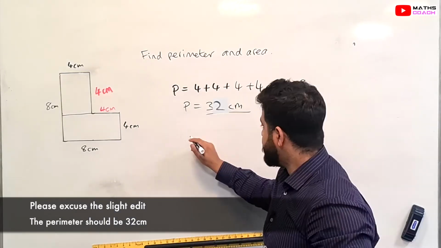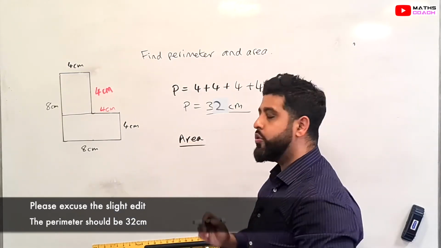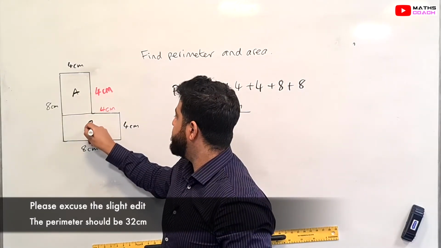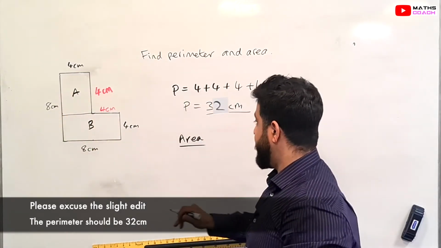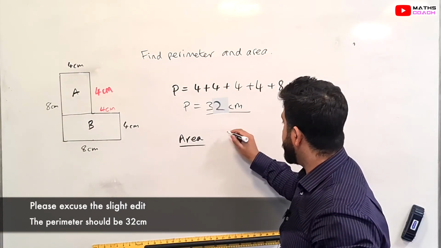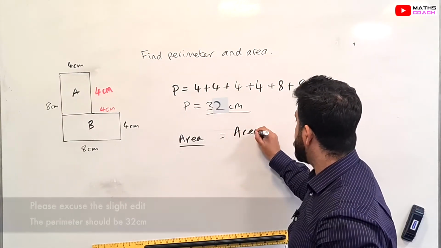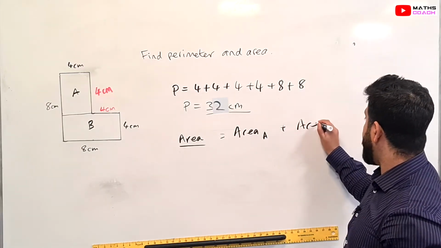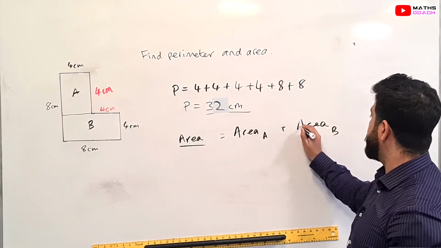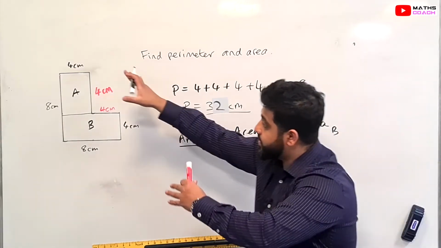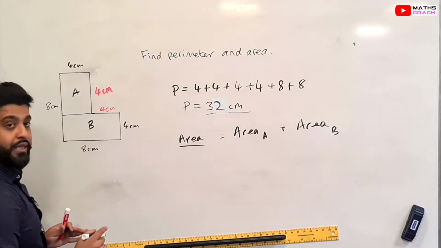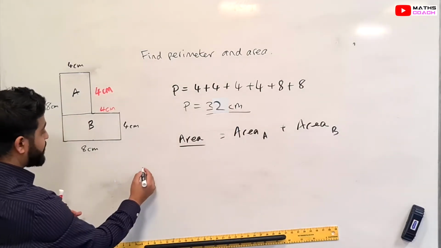On to the area. Now with the area, I want you to do something for me. We are going to label this A and B. So rectangle A and rectangle B. And when we calculate the area, we're going to add the area of rectangle A and the area of rectangle B. And that is going to give us the area of the complete shape. Okay, now let's draw these out separately because it really helps us to do this.